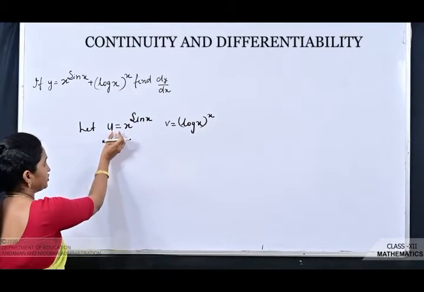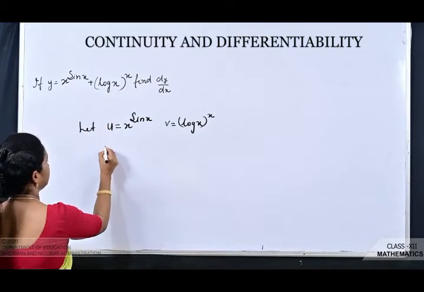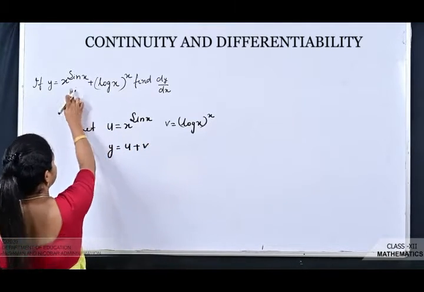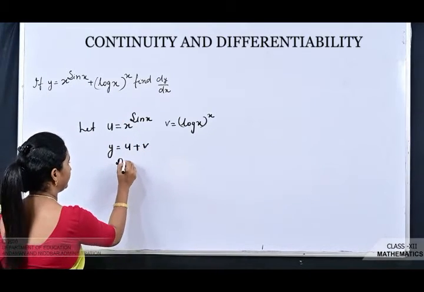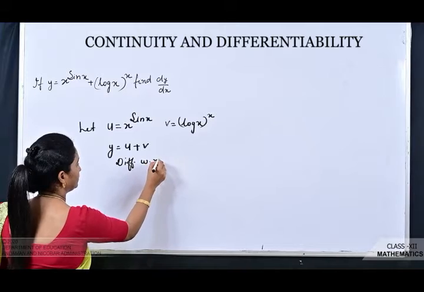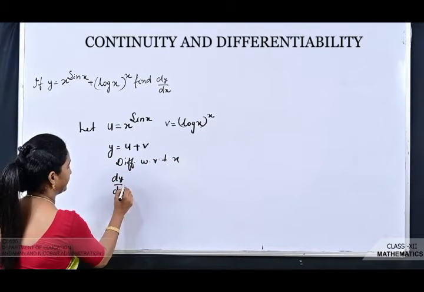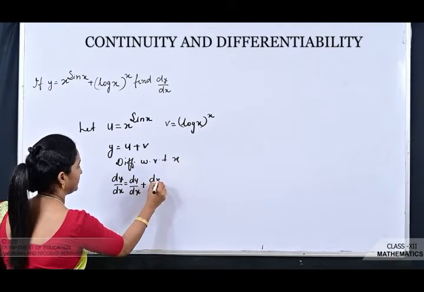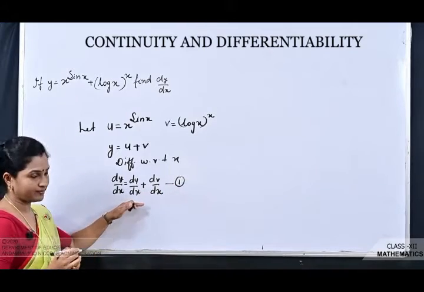Suppose u is equal to x to the power sin x, v is equal to log x to the power x. Then y will become u plus v. Here we write u in place of the first term and v in place of the second. When you differentiate with respect to x, you are going to get dy by dx is equal to du by dx plus dv by dx. And this is your equation number 1.